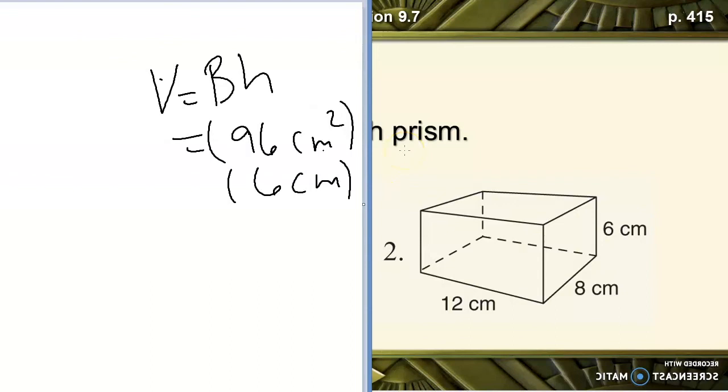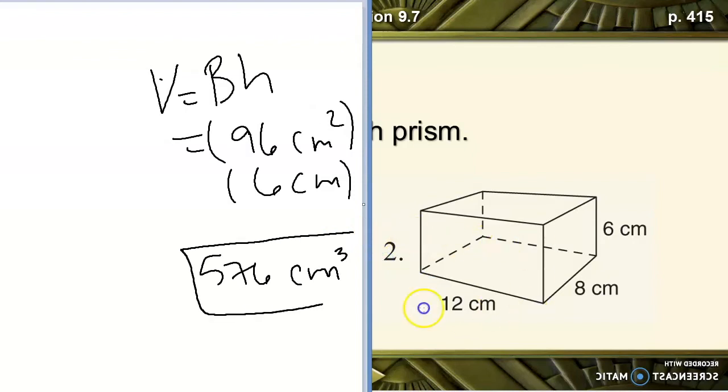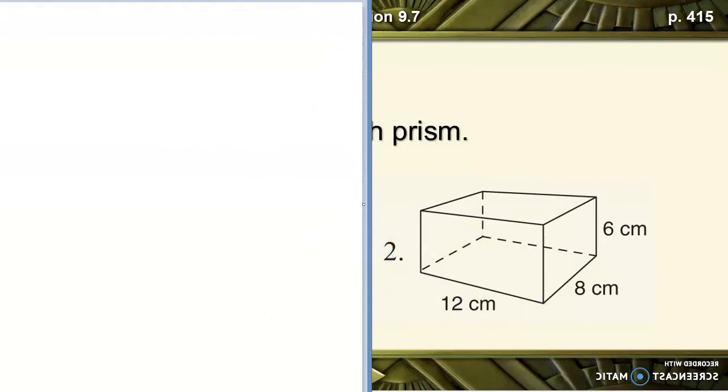Now, I am letting you guys use calculators this chapter. So 96 times 6 is going to be 576 centimeters cubed. Cool? Cool.